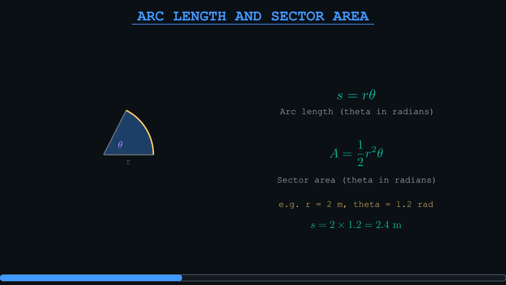Arc length is found using S equals r theta, where the angle theta must be in radians. Sector area uses a similar formula, 1/2 r squared theta. For example, if the radius is 2 meters and the angle is 1.2 radians, the arc length is 2.4 meters. These formulas are used for structural sector scans and control surface travel arcs.